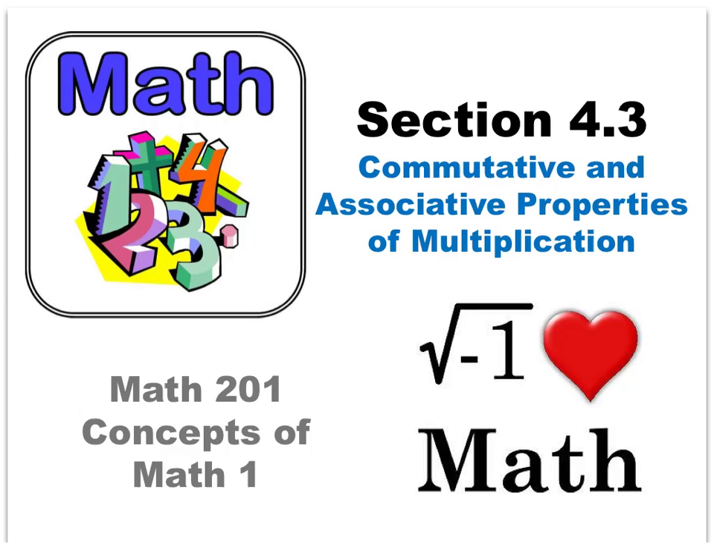In chapter 3 we talked about the commutative and associative properties of addition. Well, in this section we're going to talk about the commutative and associative properties of multiplication. The basic idea of these properties is the same for multiplication as it is for addition. The only difference here is that in this section we're going to be using multiplication rather than addition.